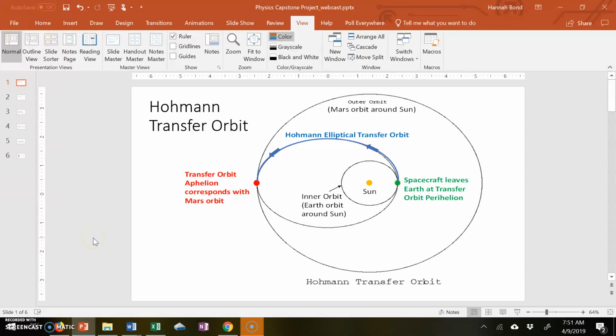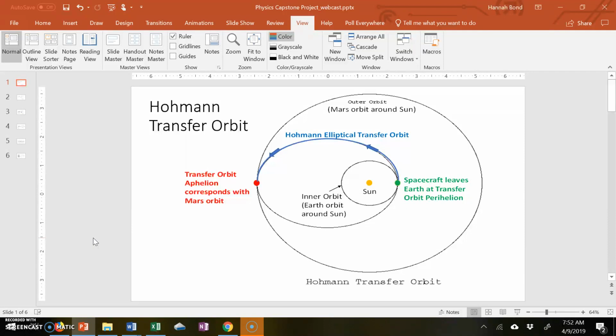Hohmann transfer is a common orbital maneuver used by astrophysicists to send a spacecraft from a small circular orbit to a larger one. The maneuver is named after Walter Hohmann, who was a German scientist who first published a description of this type of maneuver in 1925.